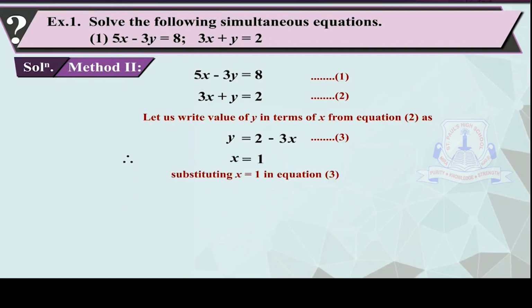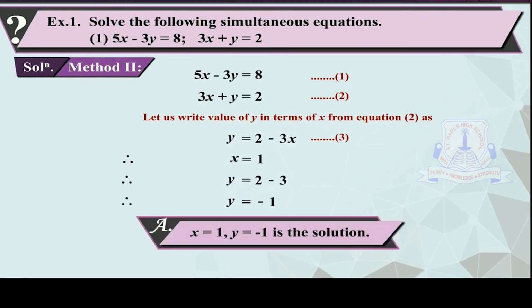Substituting x equal to 1 in equation 3. Y equal to 2 minus 3x. Y equal to 2 minus 3. Y equal to minus 1. Therefore, x equal to 1 and y equal to minus 1 is the solution.